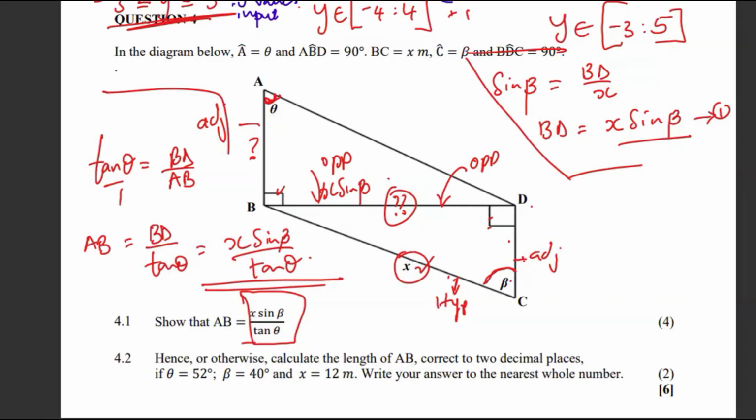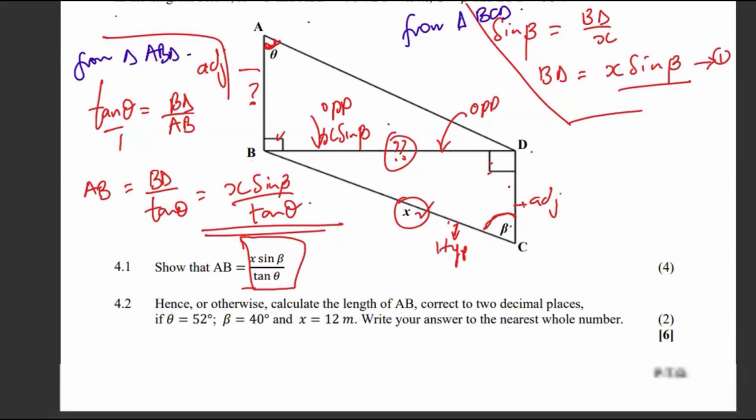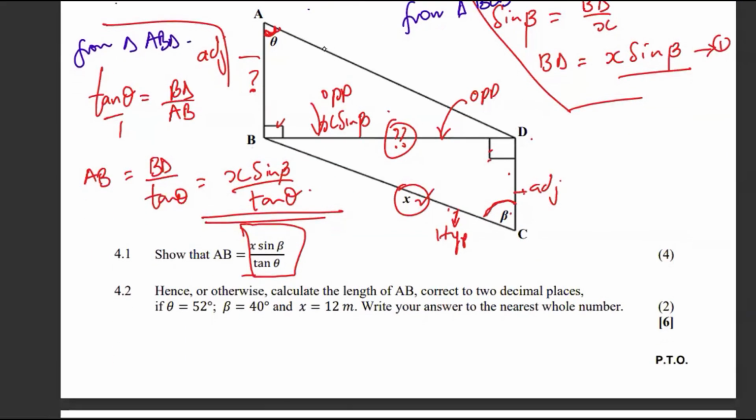Some people prefer to be specific and say from triangle BCD. You go there. And then go down and say that from triangle ABD. And then you proceed and get that answer. All right, then 4.2, hence or otherwise. So hence meaning that from where we stopped. Otherwise, using any other means, calculate the length of AB, correct to two decimal places.